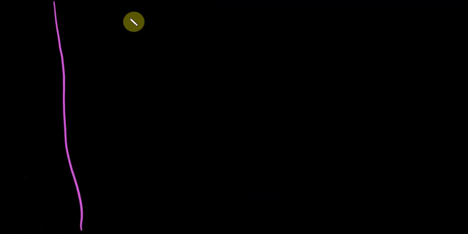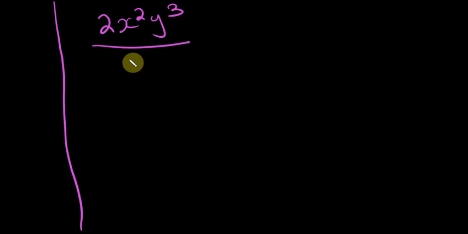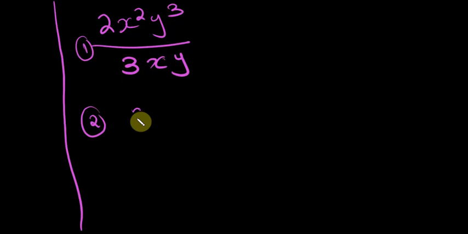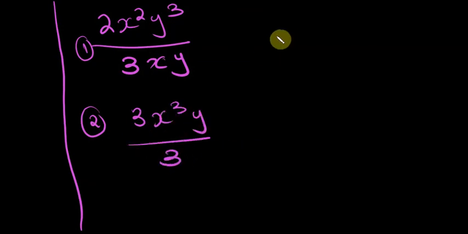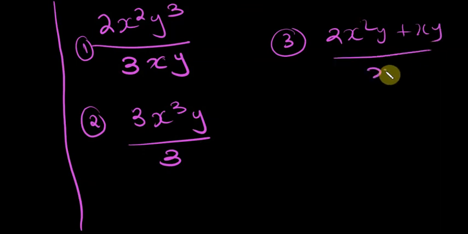So do the following as homework: 2x squared y cubed divided by 3xy, and 3x cubed y divided by 3. The third one would be 2x squared y plus xy divided by xy.